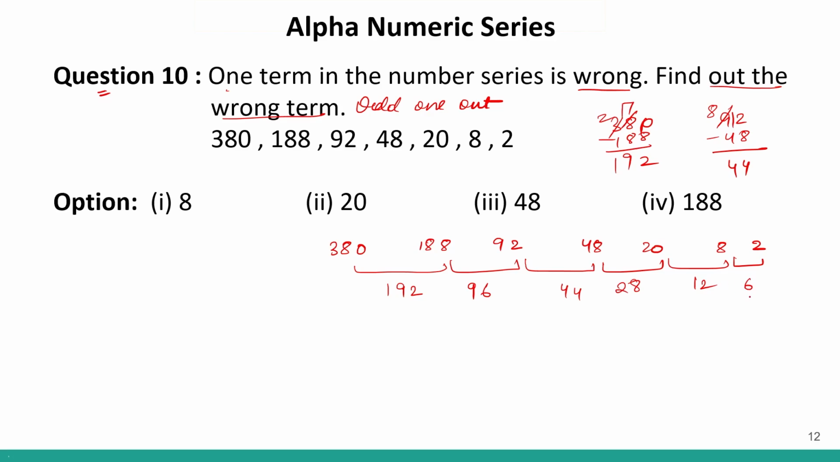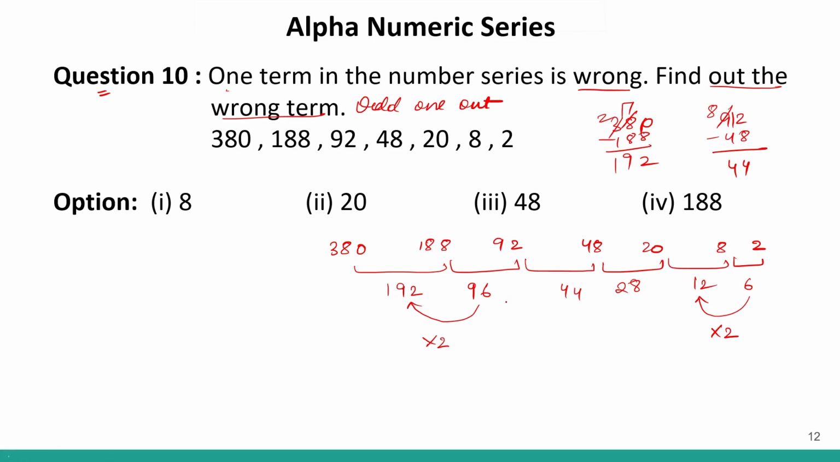Correct? Now, 6 to 12. If I'm moving from 6 to 12, I am multiplying it by 2. If I move from 96 to 192, I am multiplying it by 2. 96 into 2 is 192. So if I move from 96 to 192, I am multiplying it by 2.